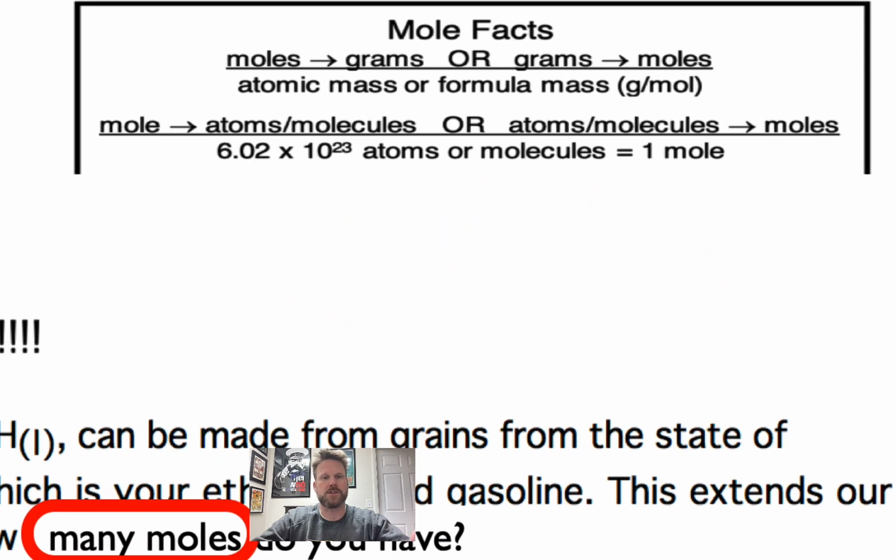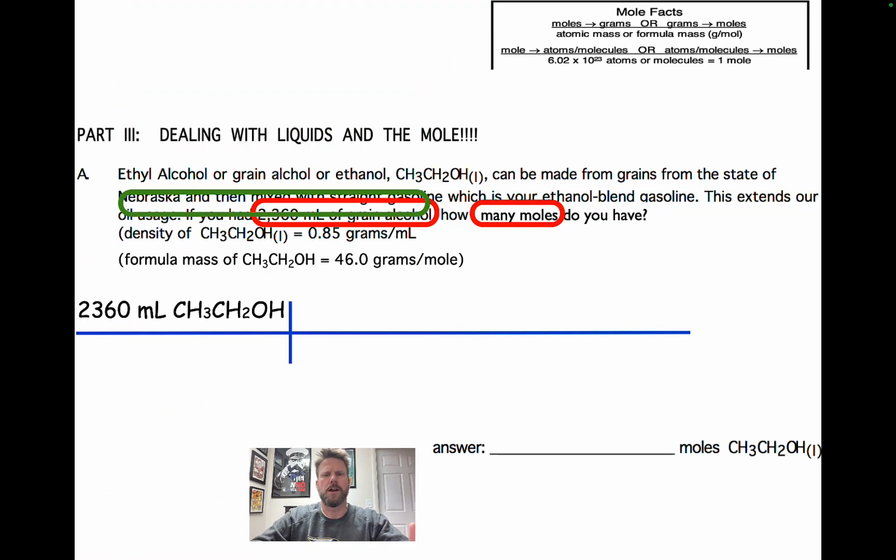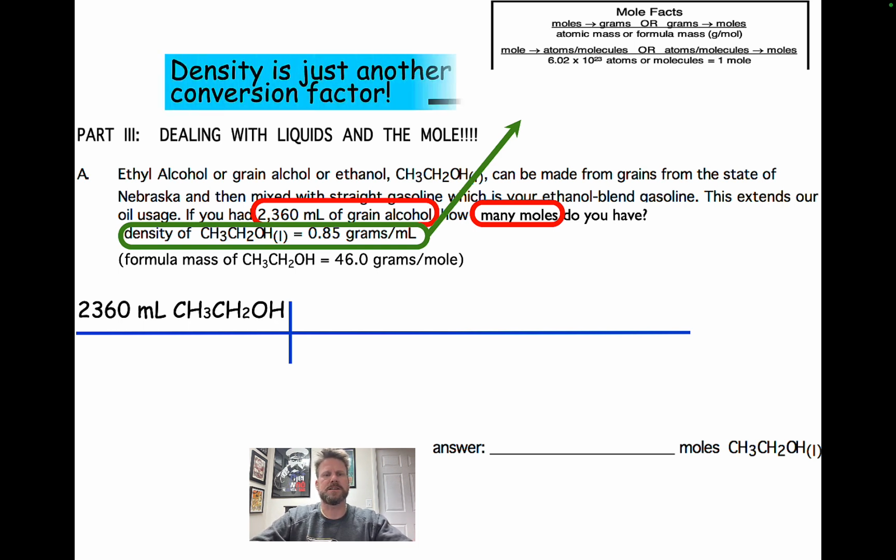Looking at the mole facts we have so far, you can see neither of them are much help to start off. We do not have a conversion that helps us switch between milliliters and moles. In fact, we don't even have a mole fact with milliliters in it. Do not dismay. Look right here. The problem gives us the density of ethanol in grams per milliliter. Density is simply another conversion factor we can use in our problems, specifically when we are working with liquids.